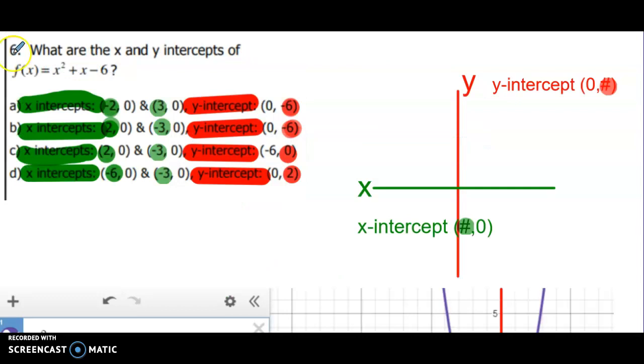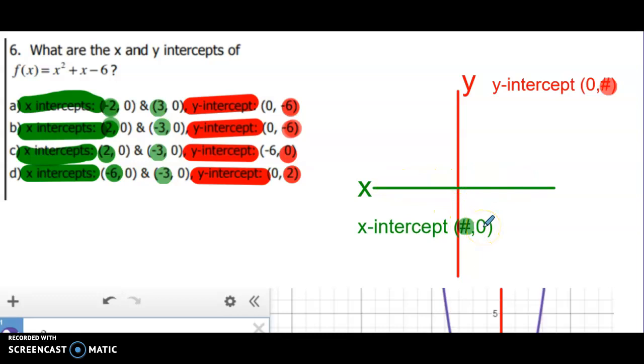Number 6. What are the x and y intercepts of x squared plus x minus 6? There's some things that I want you to remember. When a line intercepts the y-axis, it's a y-intercept, and it'll have 0 in the number. If it intercepts the x-axis, it'll have your number and then a 0.